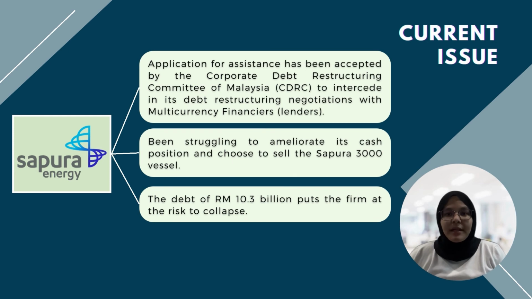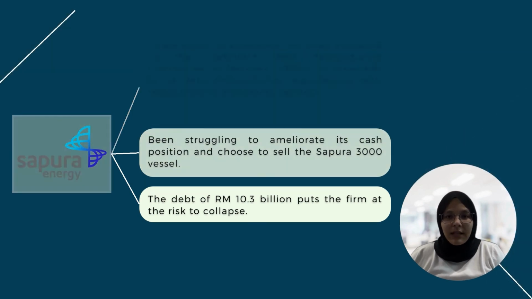At the same time, this company is struggling to improve its cash position and decides to sell the Sapura 3000 vessel. Sapura Energy Berhad has been facing extreme financial constraints and liquidity issues for years up till today. With a debt of RM10.3 billion, this company is at the risk of collapse.